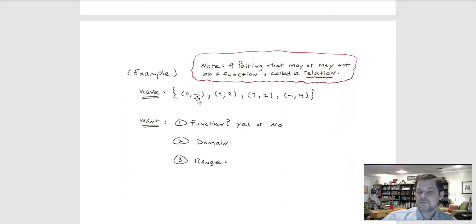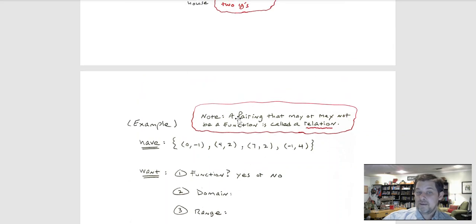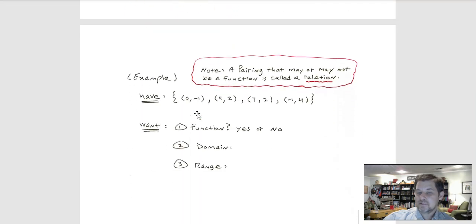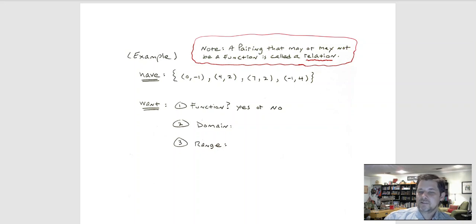Let's see, 0 is paired with -1, 4 is paired with 2, 7 is paired with 2, -1 is paired with... Yep, so it's not true that I can pick out one x and then draw this double arrow saying that it's paired with 2 different y's, okay? So is it a function? Yes, it is. For that reason, that every x value is paired with one and only one y.